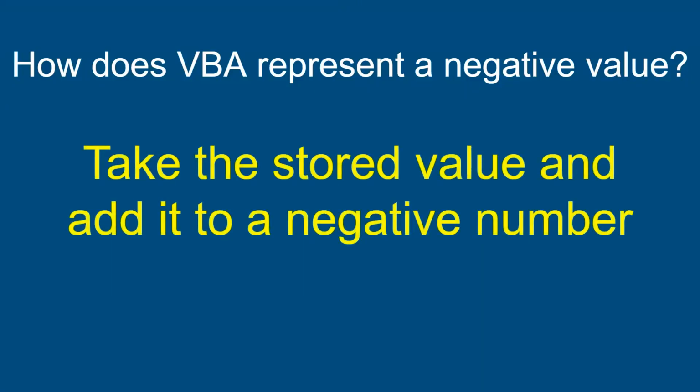So how is VBA going to represent a negative value? So far, we've seen how to represent positive values. How do we do a negative value? The answer is you'll store some integer the same way we've seen before, but instead of just assuming it starts at 0, like the byte type does, the integer type, which can hold negative numbers, adds the stored value to some other value to start. And it happens to be negative 32,768.